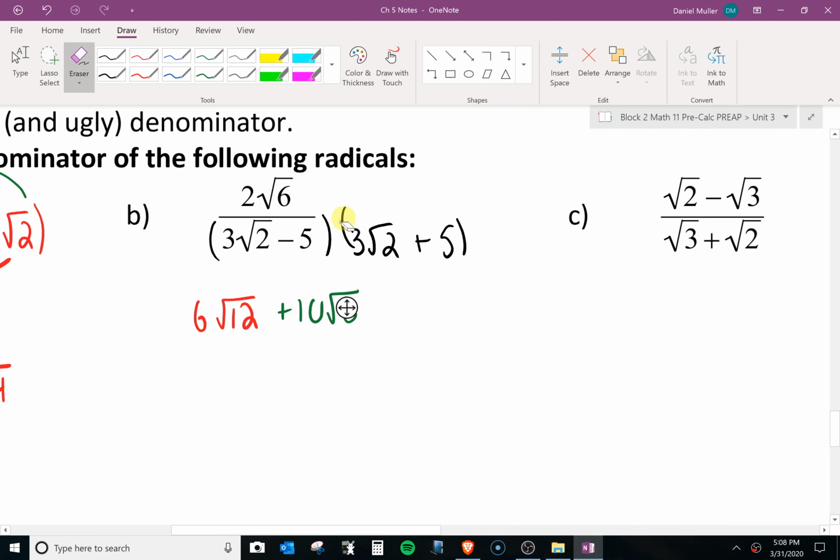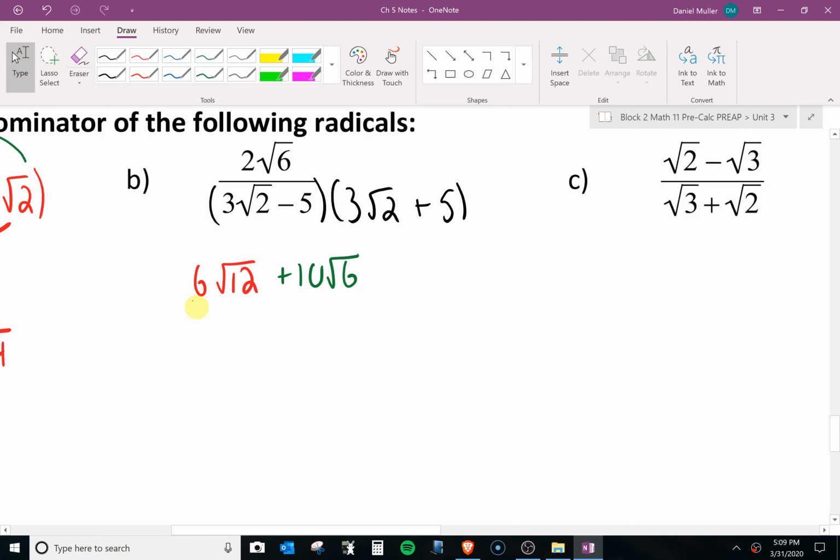Okay, so we're going to multiply the bottom part. I'm going to erase what I did. All right, so we need to do the denominator. So we have these two: 3 root 2 times 3 root 2. The outsides, 3 and 3, are 9. The insides, 2 and 2, are 4.